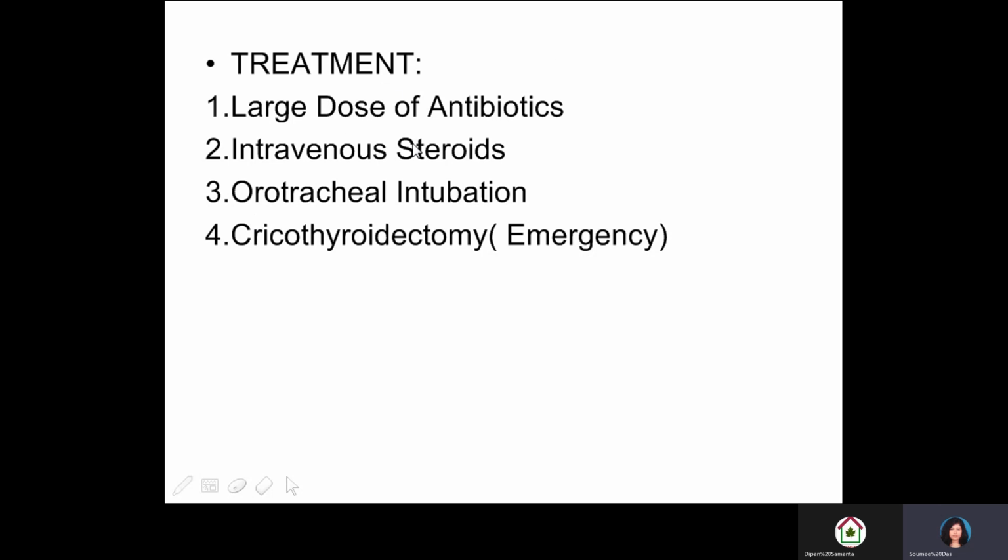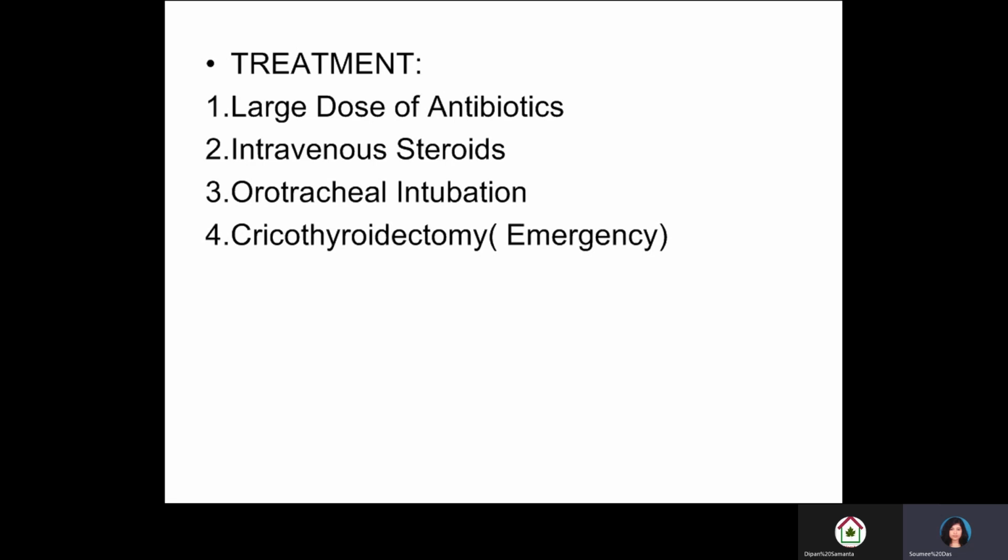Treatment: large dose of antibiotics. Whenever the degree of the infection is huge, at least the first dose of the antibiotic is applied in a high dose, known as the bolus dose. The subsequent doses might be relatively small, but the first dose has to be a bolus dose, a very large dose, which helps in controlling the infection effectively.